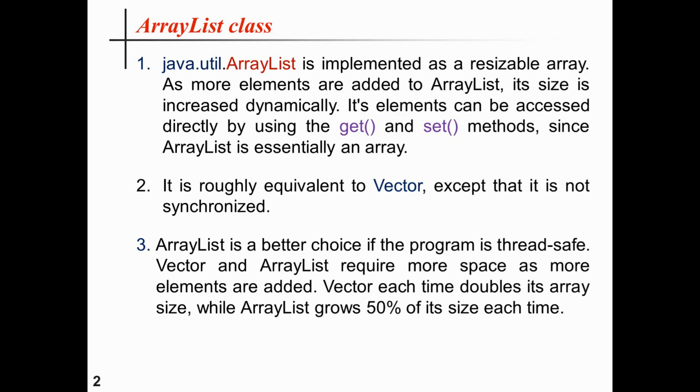dynamic array. So ArrayList is basically conceptually equivalent to Vector because both of them are implementing the List interface, except that ArrayList is not synchronized. That means ArrayList is not thread safe. So ArrayList is a better choice if the program is itself thread safe. Vector and ArrayList require more space as more elements are added onto them one by one. Vector each time doubles its array size, while ArrayList grows 50% of its size each time.